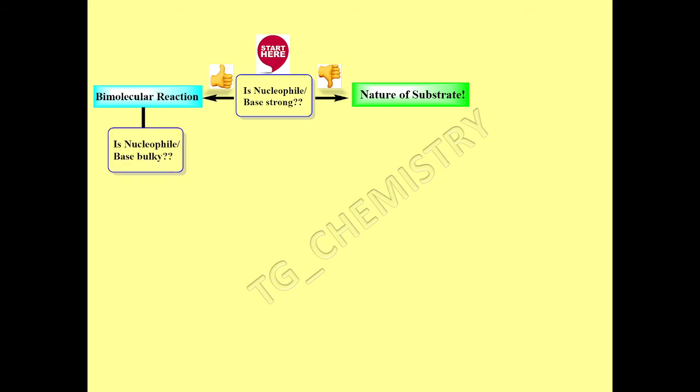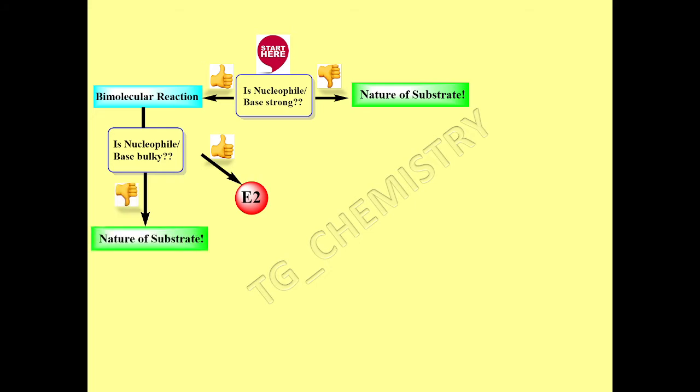Then again we look at the nucleophile or base, but this time we will be looking at whether it is bulky or not. This can have two answers. First, if yes, the nucleophile or base is bulky, meaning it is strong and also bulky, then definitely the reaction is going to follow the E2 pathway. That is, a bimolecular elimination reaction will proceed and we will get the E2 product. If not, that means the nucleophile or base is not bulky, then again we have to look at the nature of the substrate.